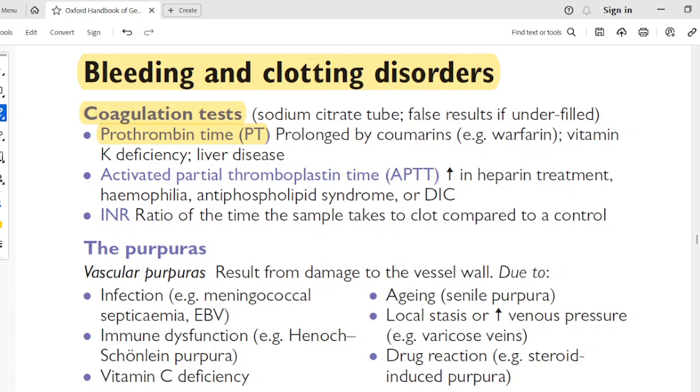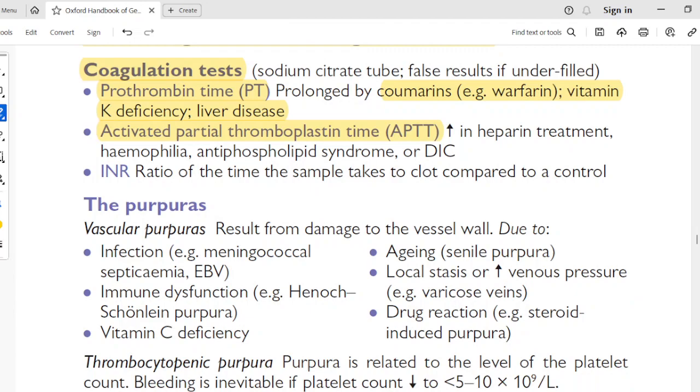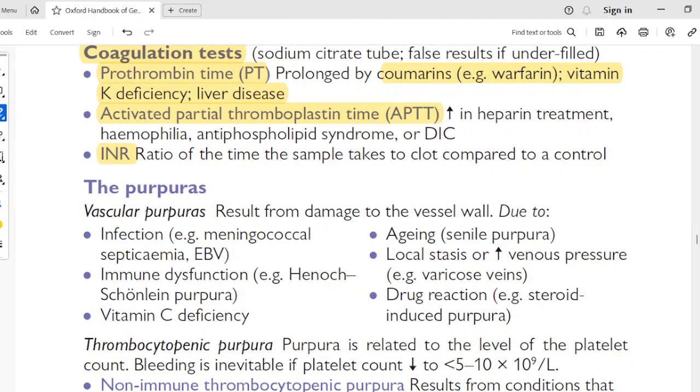Prothrombin time is prolonged by coumarins like warfarin, vitamin K deficiency and liver disease. Activated partial thromboplastin time, APTT, is increased in heparin treatment, hemophilia, antiphospholipid syndrome or DIC. INR is the ratio of the time the sample takes to clot compared to a control.